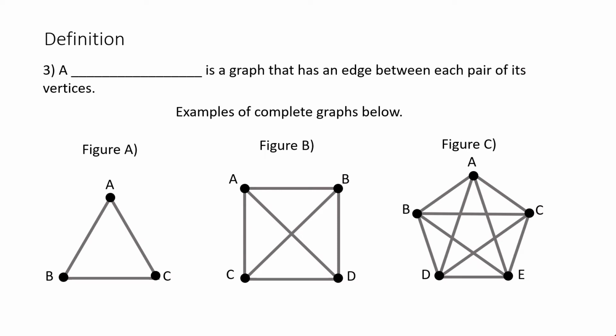Definitions. 3. A complete graph is a graph that has an edge between each pair of its vertices. Provided for you are 3 different examples of complete graphs. Notice that for each of the graphs, there is an edge between each pair of its vertices.